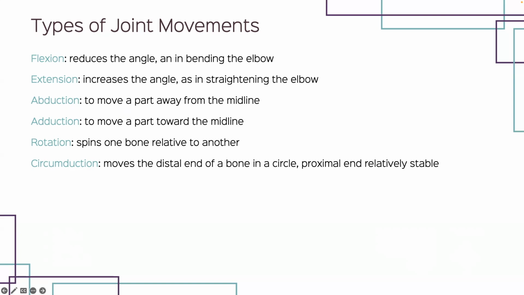And then your circumduction is going to move the distal end of a bone in a circle, and your proximal end relatively stable. So whenever you hold your arm up and you move your arm, your proximal end, which is your elbow, is going to stay put, and your distal end, which is your fingers, is going to move. Does that make sense? Okay.